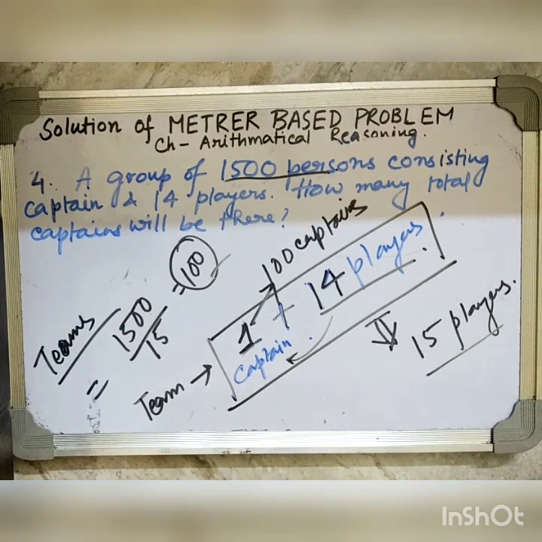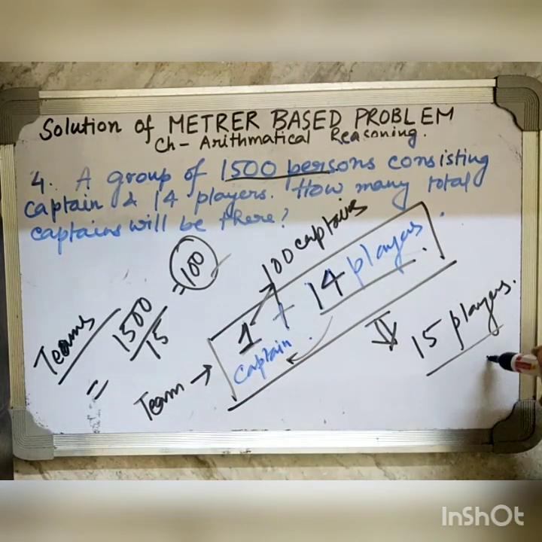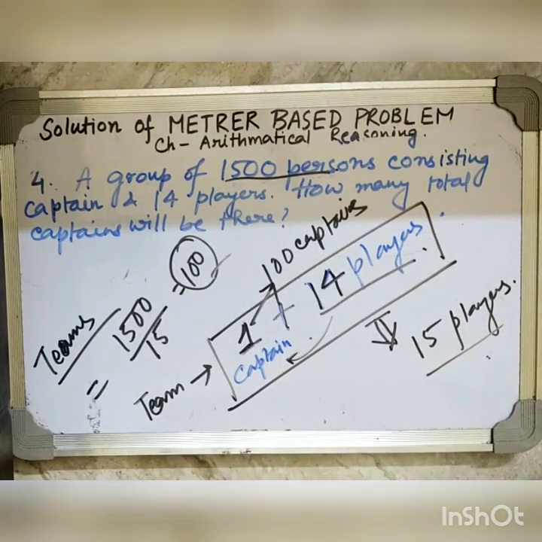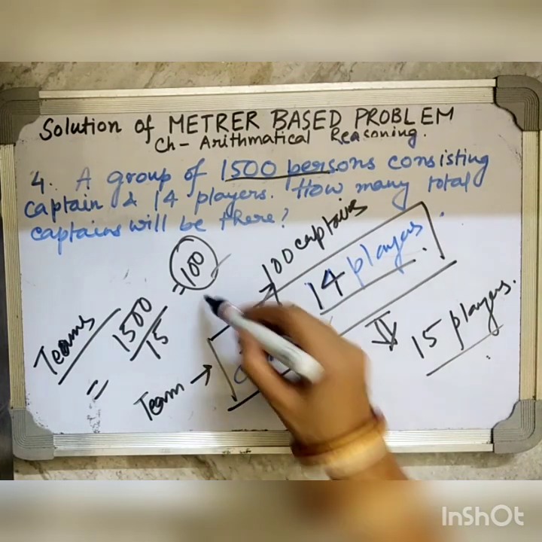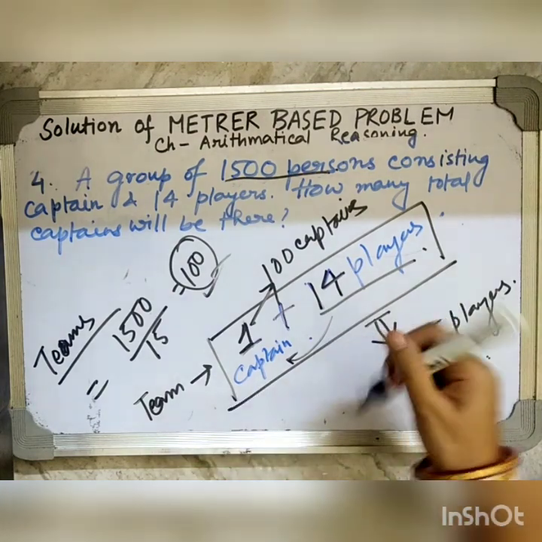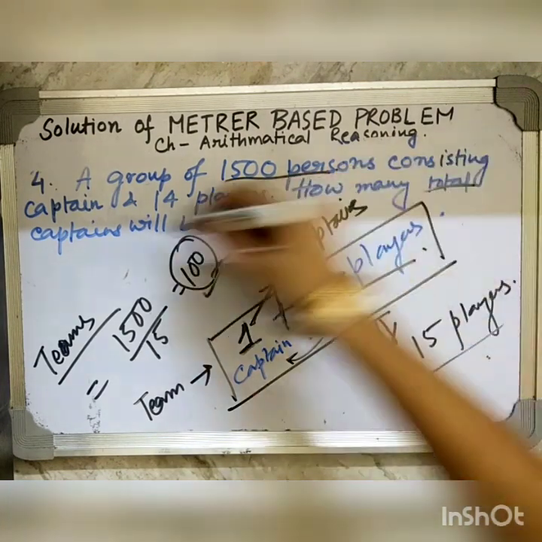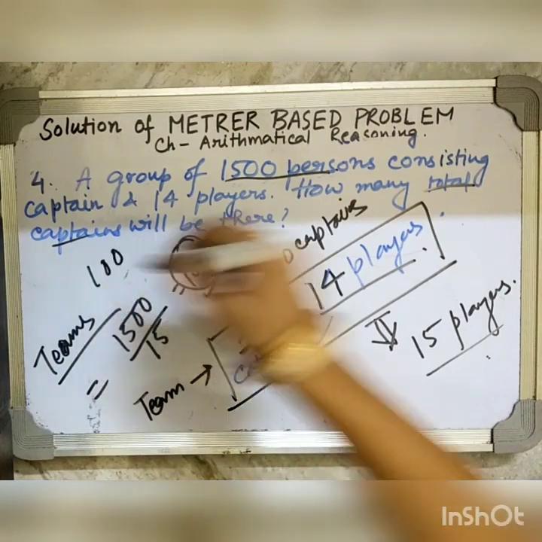Okay. Now how many teams will be formed with these 1500 persons? In each team there are 15 players. So how many teams will be formed by these 1500 persons? Total 100 teams will be formed. In each team there is only one captain. So these 100 teams will consist of 100 captains. So how many captains will there be in total? The answer will be 100.